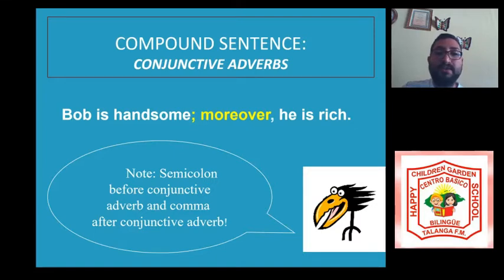But is handsome; moreover, he is rich. Remember the semicolon before the conjunctive adverb. When we use moreover or however, we're going to put a semicolon. This one over here.